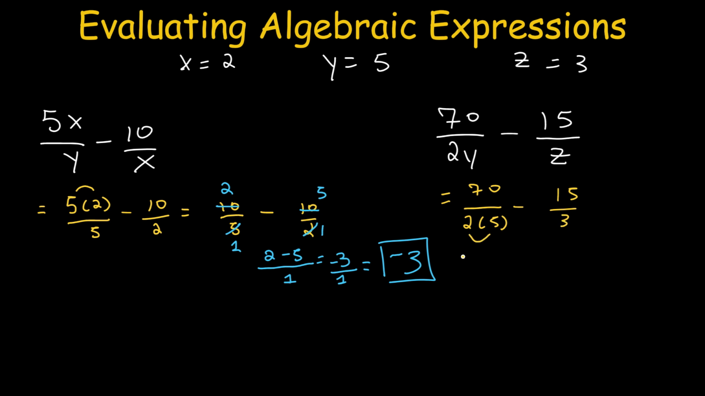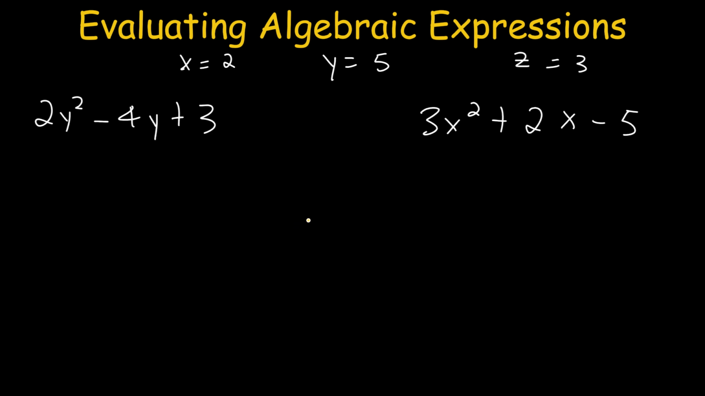2 times 5 is 10, over 7, minus 15 over 3. So we can reduce the first fraction by 10. This will be 1 and this will be 7. We can reduce this also by 3. So that will be 1 and this will be 5. And now we will have a denominator of 1. So we can just simply subtract 7 minus 5. So 7 minus 5 will be 2. So this is our answer.